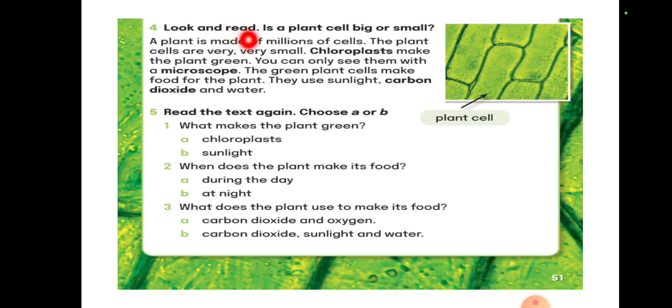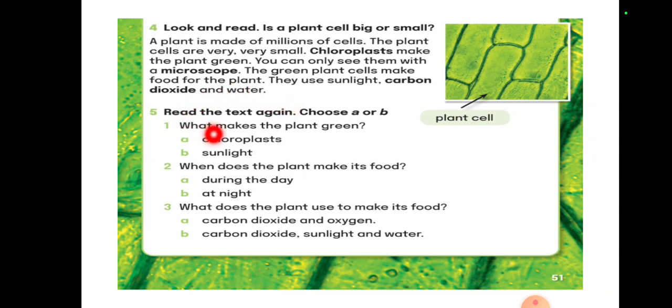Look and read. Is a plant cell big or small? A plant is made of millions of cells. The plant cells are very, very small. Chloroplasts make the plant green. You can only see them with a microscope. The green plant cells make food for the plant. They use sunlight, carbon dioxide, and water.